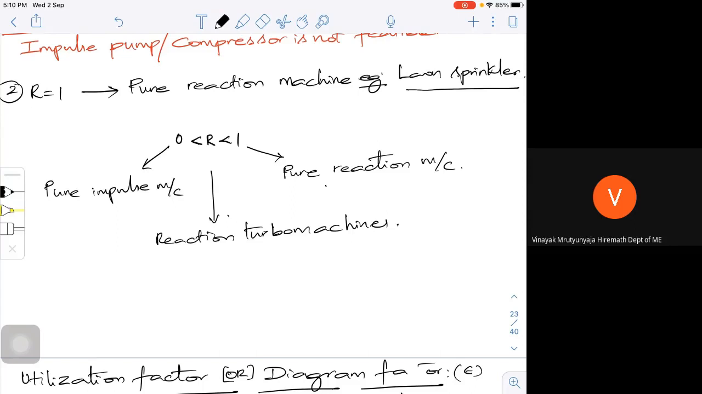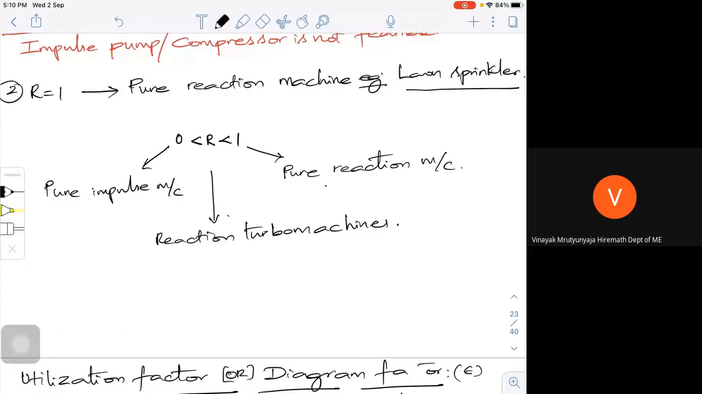There I don't have any kinetic energy. I will have only the static energies which come into principle. So a sprinkler can't be a turbine, no? Even though it is your lawn sprinkler, what we see works on complete reaction, so that's around 0.99 or 1, nearly 1, but it can't be a turbine.